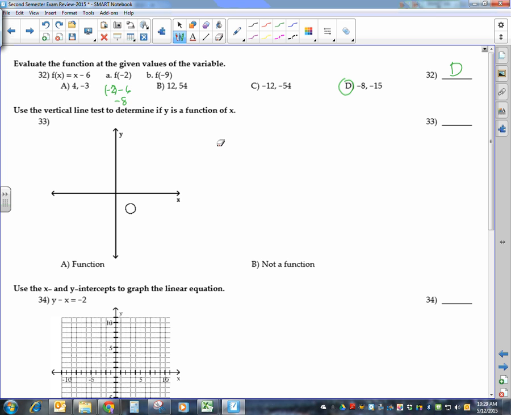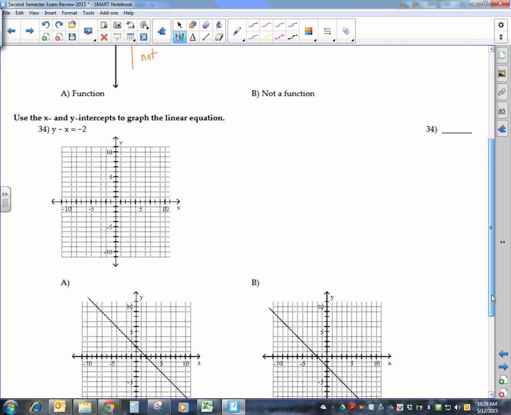Use the vertical line test to determine if y is a function of x. Vertical line test says if I draw a line and I touch it more than once, then it is not a function. So my answer is B. If I only touched it one time, then it would be a function. Keep that in mind when you do that problem, because it will not be that exact same graph when you take your exam.